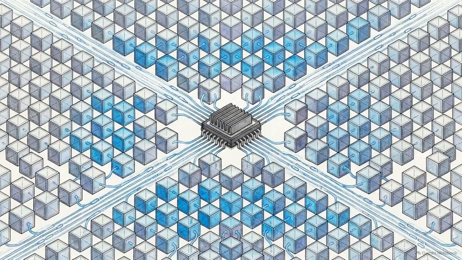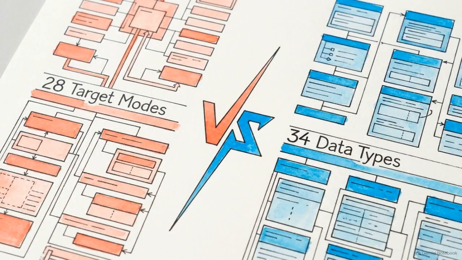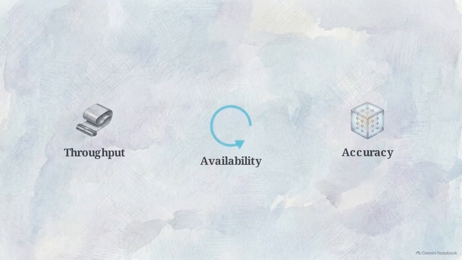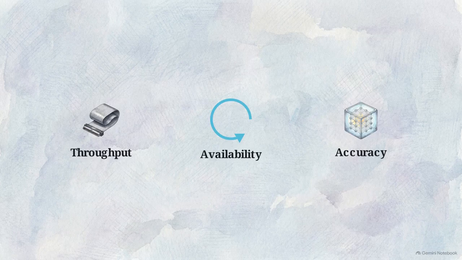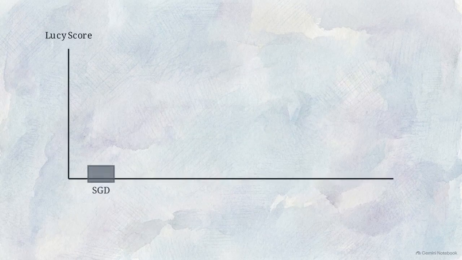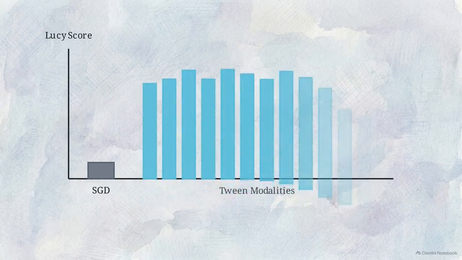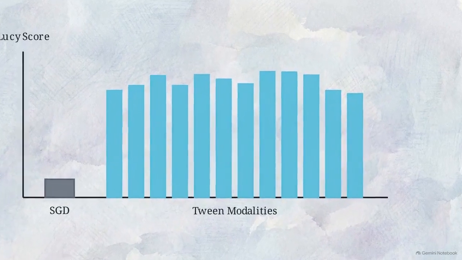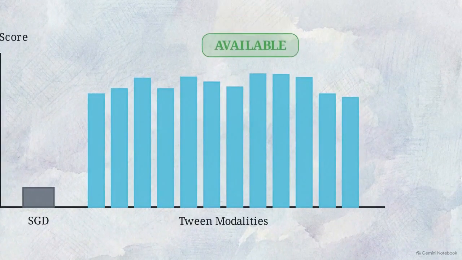To verify this architecture, Welvet engineers conducted an assessment of over 500,000 matches, comparing 28 target propagation modes against standard SGD across 34 specific data types. This chart visualizes the Lucy score, a composite metric of throughput, availability, and accuracy. Across all matched cells, non-SGD modes achieved higher raw accuracy than SGD in 98% of configurations, with tween split and its proxy variants dominating the win counts.